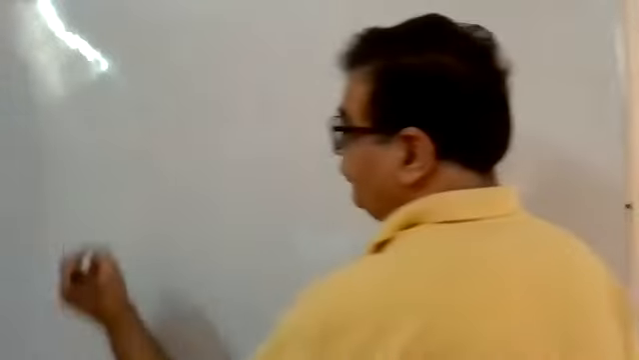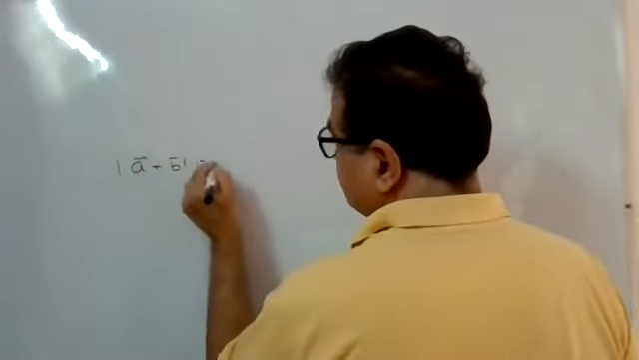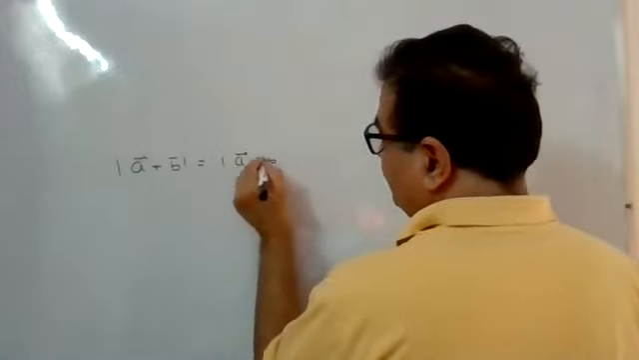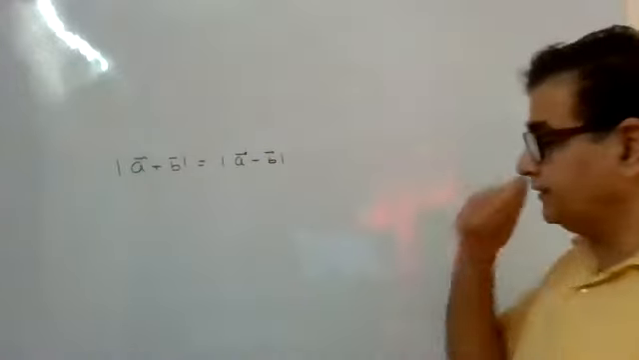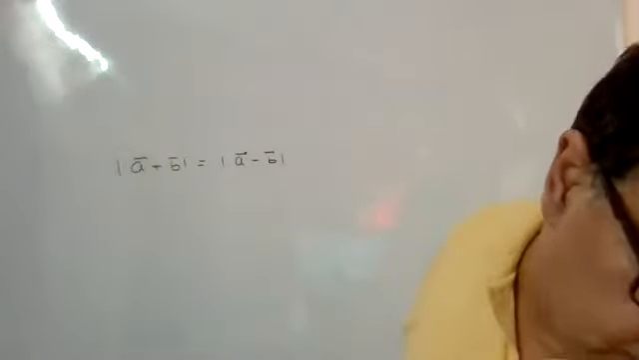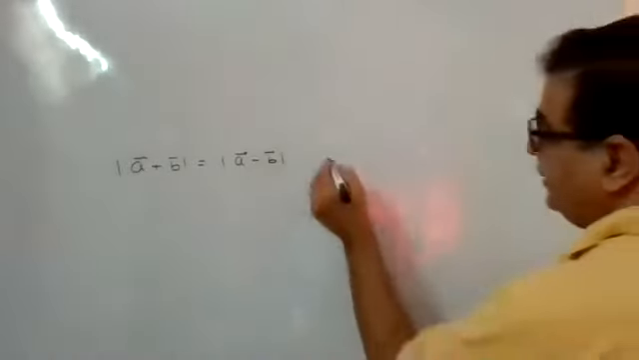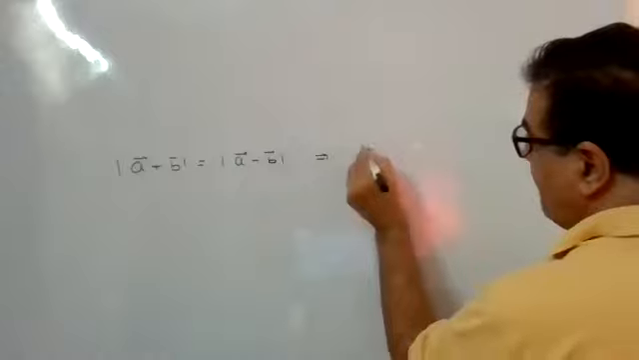Yes, write down the next question on dot product. If the magnitude of A plus B is equal to the magnitude of A minus B. Two vectors are there, A and B. Magnitude of A plus B is equal to magnitude of A minus B. Then we have to prove that A is perpendicular to B.